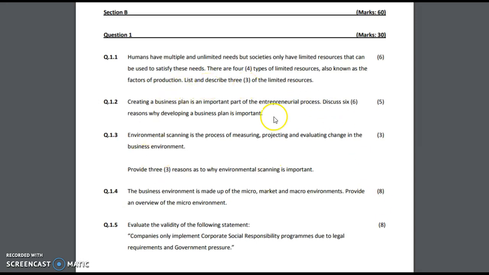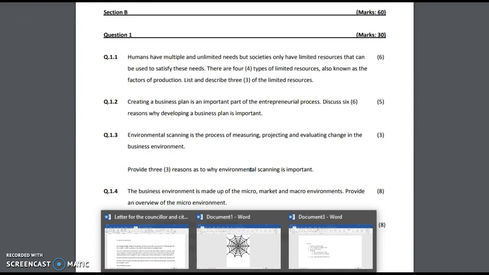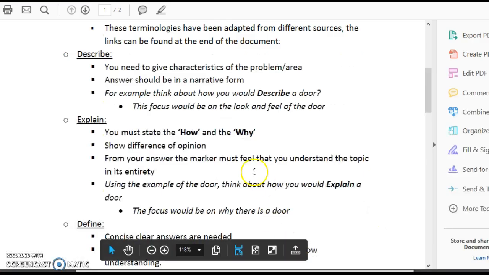Then on this page, what I want to bring to your attention, which is very important, is the exam terms or the question terms, whichever one you want to use. So here says list and describe. Here says discuss. What are they actually asking for? Now you will see this email that will come through to you, and you will see I have pulled apart what each of these questions mean.